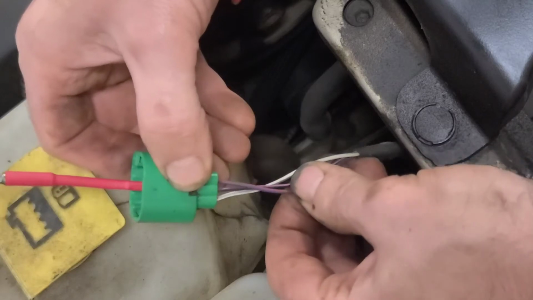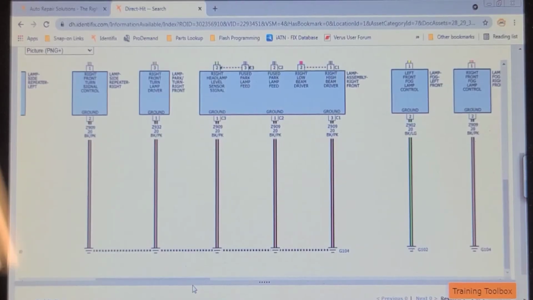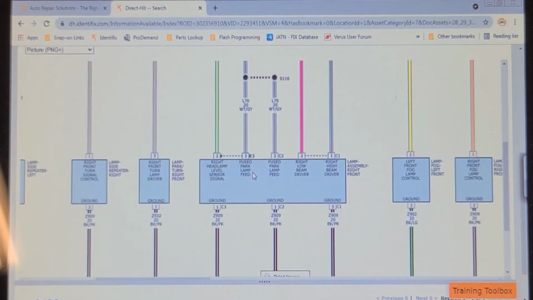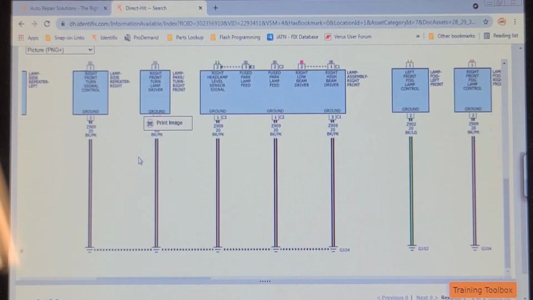That would make sense. Now let's find out where that ground is. Well, G104 is also the ground for the parking light on that side and the right turn signal, and they're all working fine as far as I know. So it has to be a break, unless there's a... well, let's find out where G104 is.